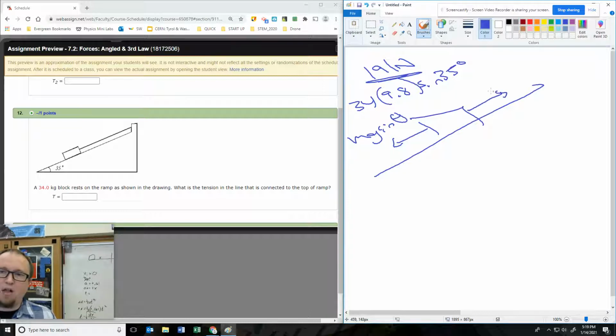So how much do you have to pull up the ramp to keep it there? 191. If it's not moving, they have to be equal. If it's sliding at a constant speed, it still has to be equal.